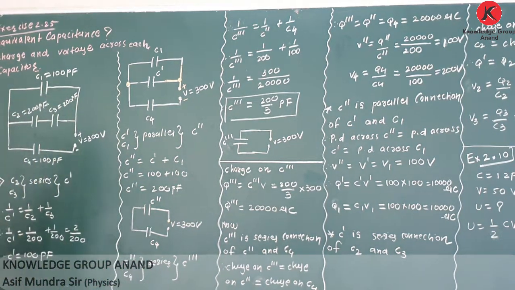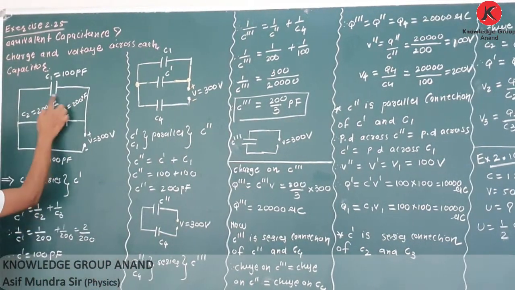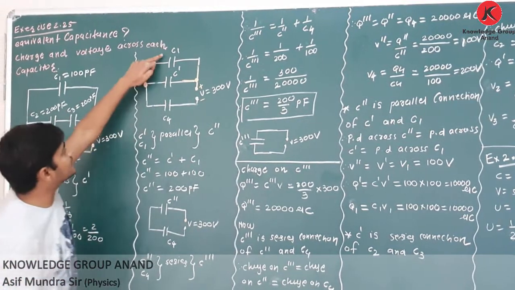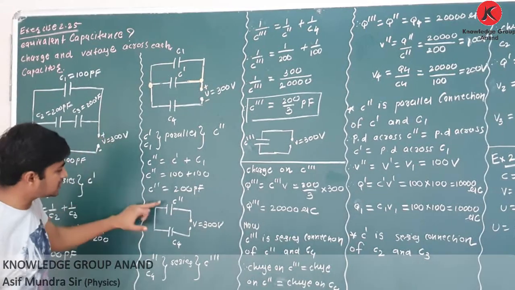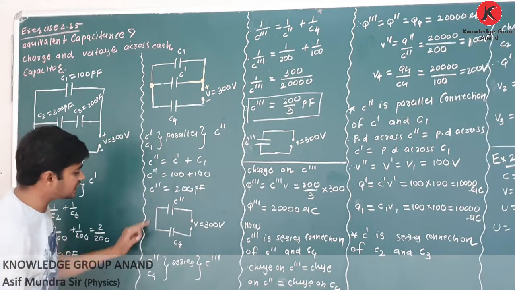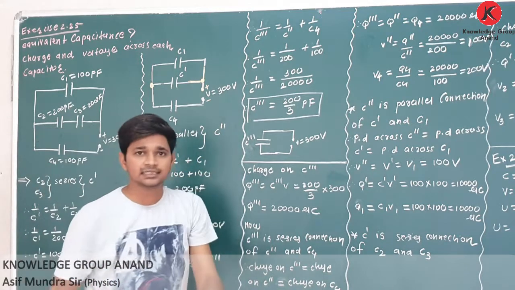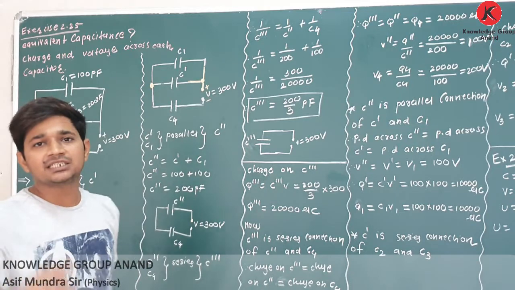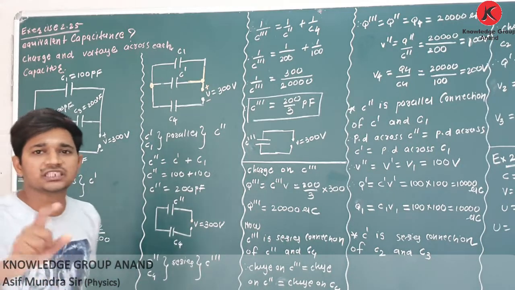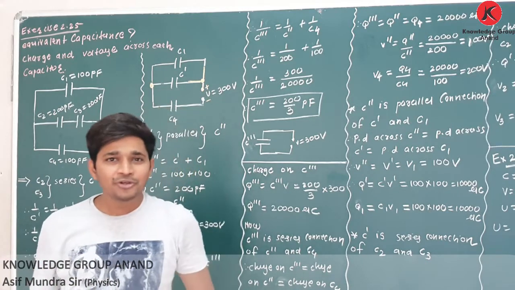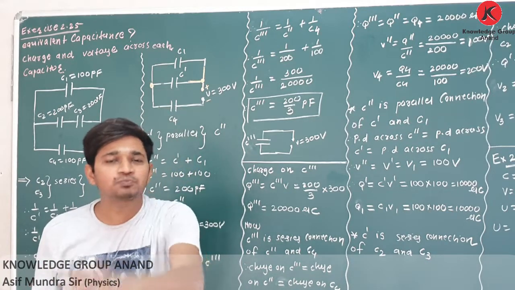Again, see, C2 and C3 are in series connection, C dash and C1 are in parallel connection, C double dash and C4 are in series connection, giving C triple dash. Clear? First question over. Now you have to find the charge and potential difference across each capacitor. You have to take the reverse path.